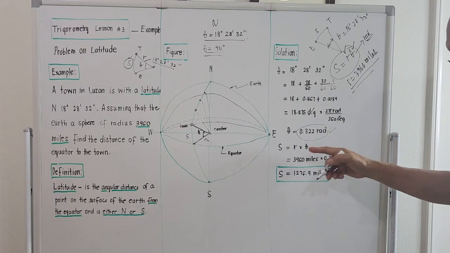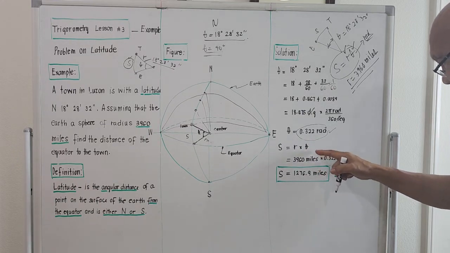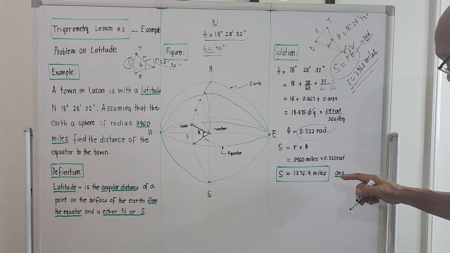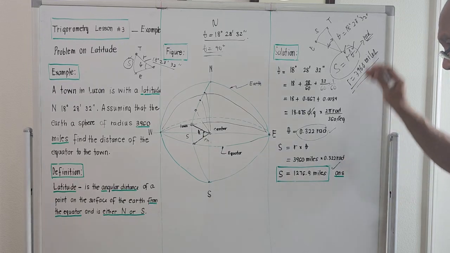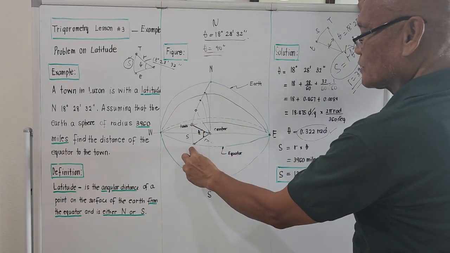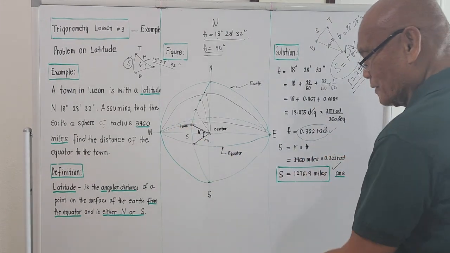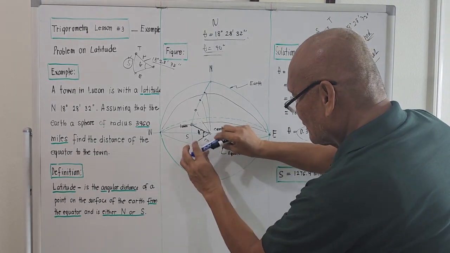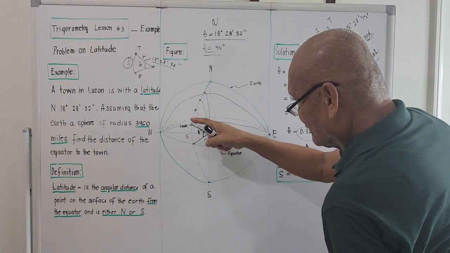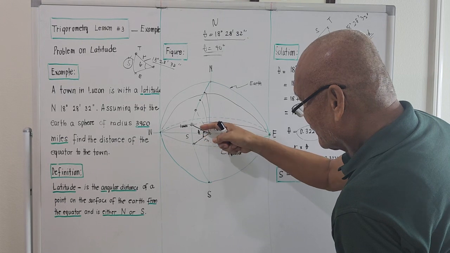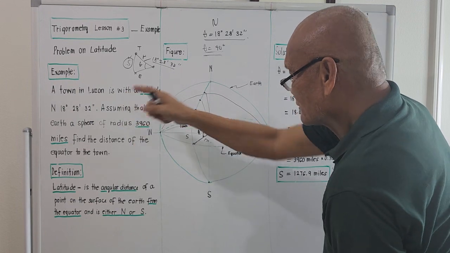So by using the formula S equals R theta, we are given the radius of the Earth, 3960 miles, times 0.322 radians. What comes out is 1276.9 miles. The distance of the town with respect to the equator is only around 1,276 miles. The angle is very small. If this is a horizontal line, we rotate it up to 18 degrees. So the town is very near the equator. The angle of inclination, called the latitude, is only around 18 degrees, 28 minutes, 32 seconds.